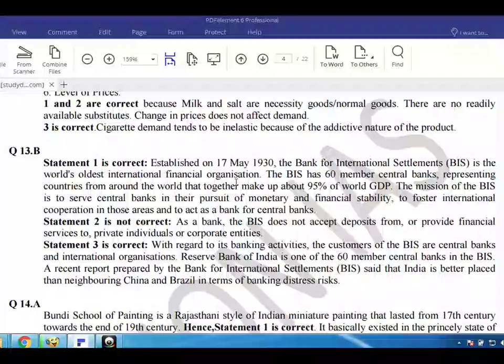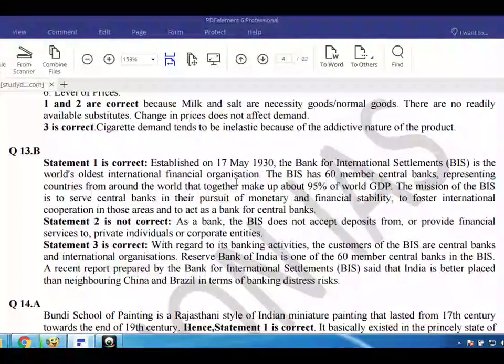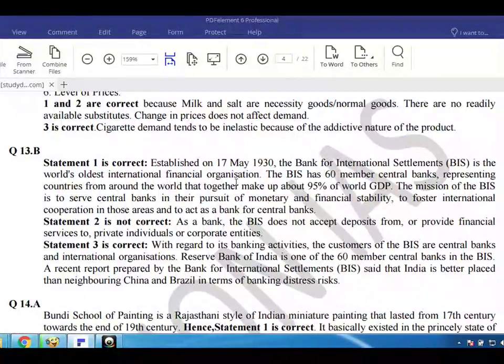Statement 2 is not correct. As a bank, the BIS does not accept deposits from or provide financial services to private individuals or corporate entities. Statement 3 is correct. With regard to its banking activities, the customers of the BIS are central banks and international organizations. Reserve Bank of India is one of the 60 member central banks in the BIS.